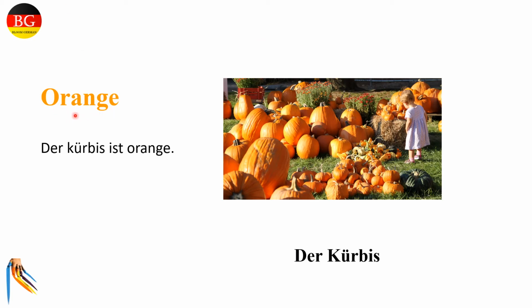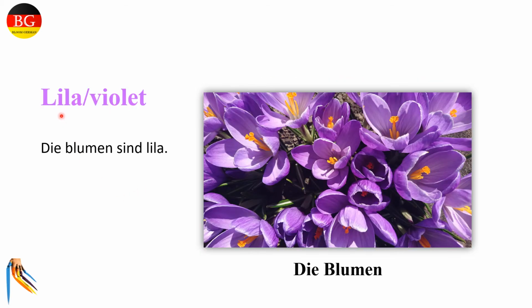Orange, orange. Der Kürbis ist orange. Der Kürbis is pumpkin. Lila, or violet. Lila oder violett. Die Blumen sind lila. The Blumen, the flowers.